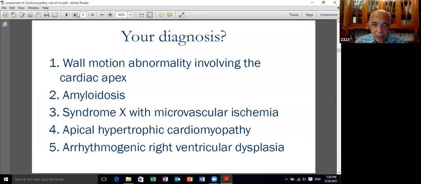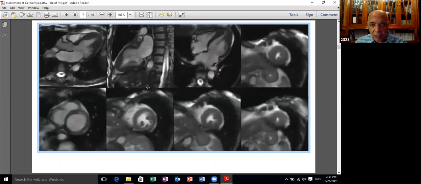Is it wall motion abnormality involving the cardiac apex? Is it amyloidosis, syndrome X with microvascular ischemia, apical hypertrophic cardiomyopathy, arrhythmogenic right ventricular dysplasia? So the correct answer here, if we go back to the pictures, if you look into the apex here, the apex is much thicker than the base of the left ventricle.